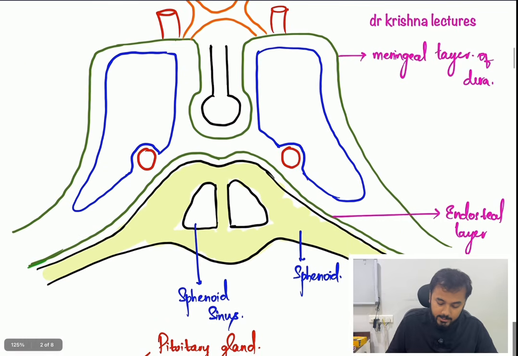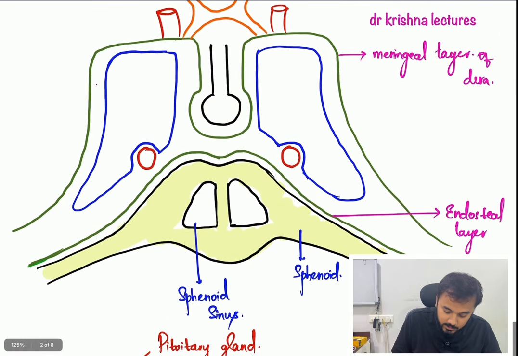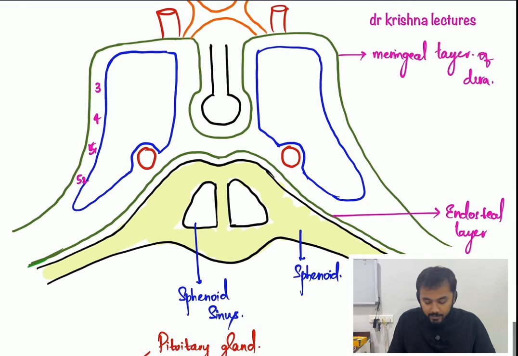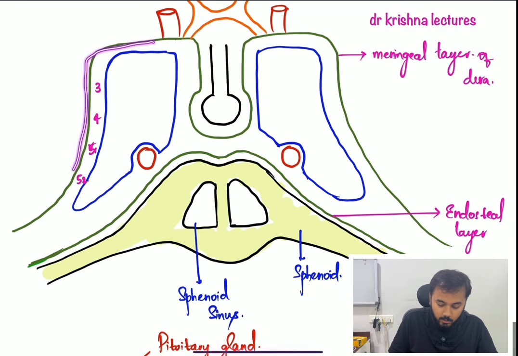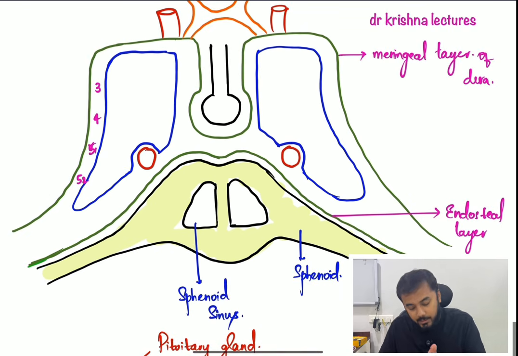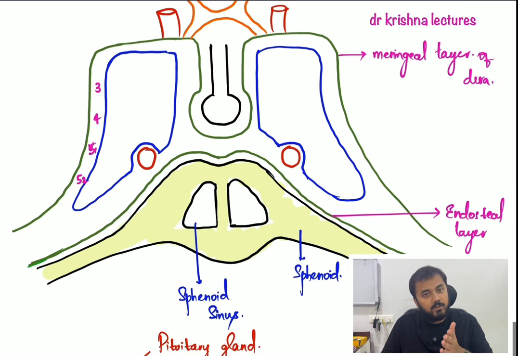So where are they located exactly? So this is the place. So this is your 3, this is your 4, this is your 5, 1, and this is your 5, 2. These are located in the lateral wall. Now the next important thing is that we also have to see where the mandibular nerve is located. See, beneath your meningeal layer, what is this layer? This is your meningeal layer. Beneath the meningeal layer you have got 3, 4, 5, 1, 5, 2, right?